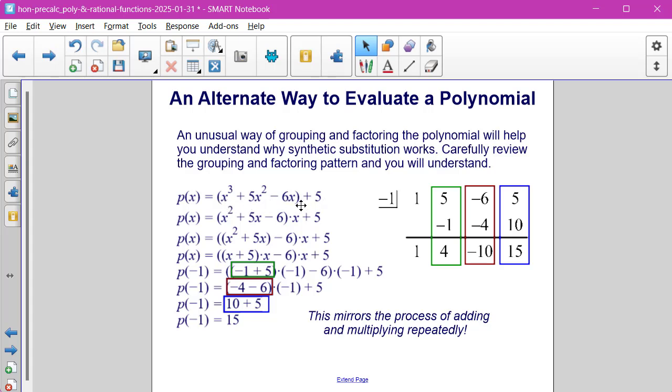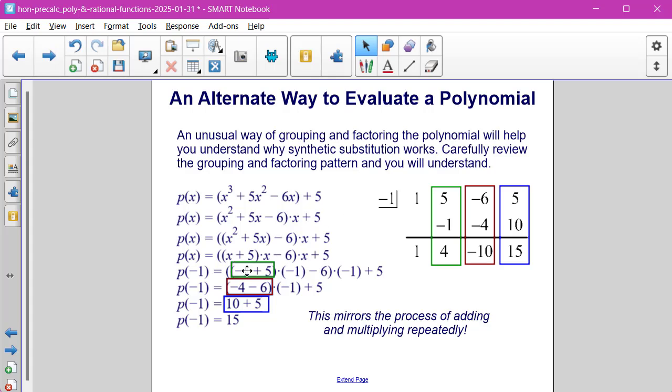So we first take our p of x function and we group the first three terms together because they all have a variable x in them, and factor them out. Factor an x out. Then we're left with x squared plus 5x minus 6. Then we group the x squared and 5x together and factor out another x. So we have x plus 5 times x, and then we have that whole thing subtracted by 6, grouped together, multiplied by another x, and then plus 5 at the end.